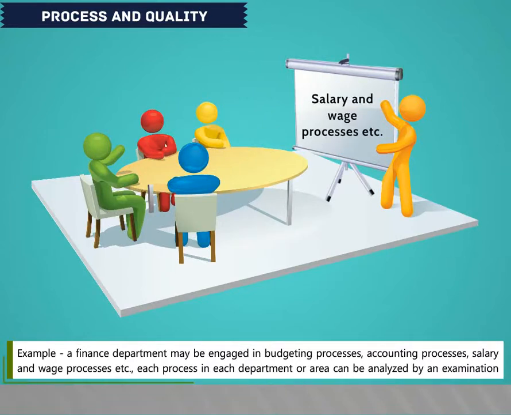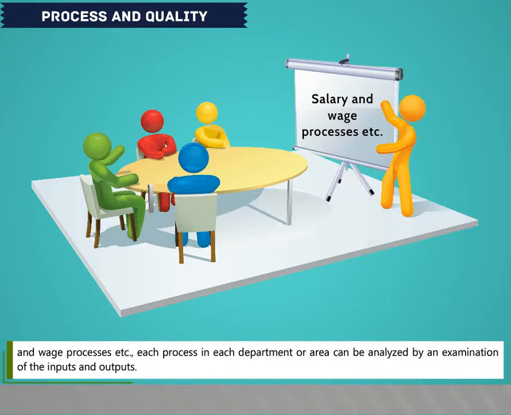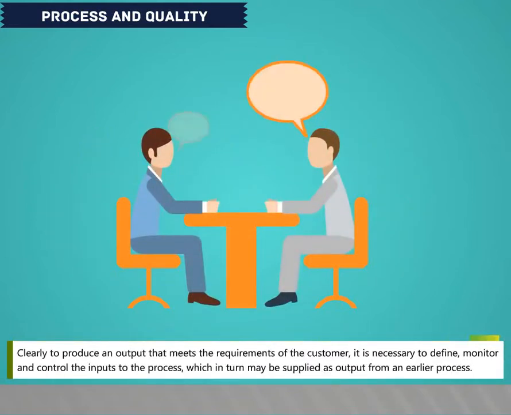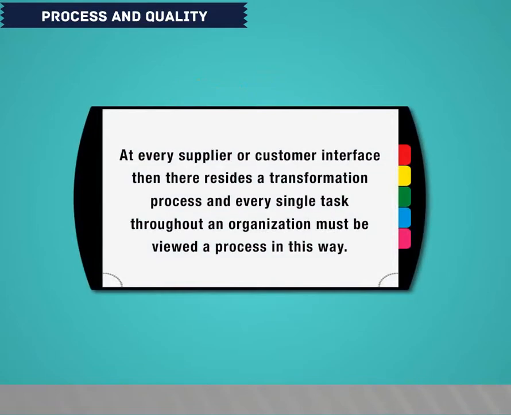Each process in each department or area can be analyzed by an examination of the inputs and outputs. Clearly, to produce an output that meets the requirements of the customer, it is necessary to define, monitor, and control the inputs to the process, which in turn may be supplied as output from an earlier process. At every supplier or customer interface, there resides a transformation process, and every single task throughout an organization must be viewed as a process in this way.